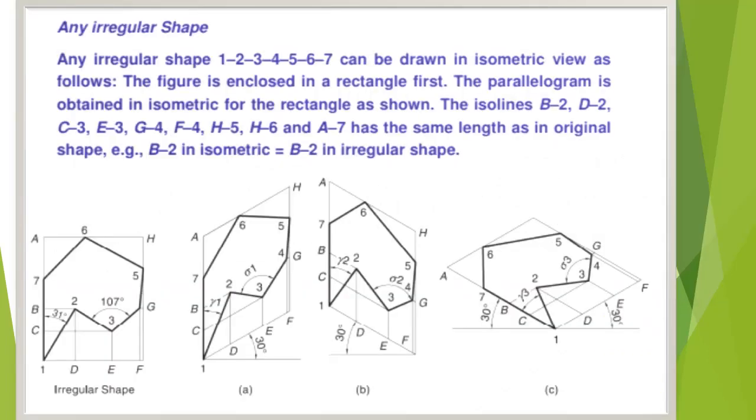Any irregular shape 1, 2, 3, 4, 5, 6 can be drawn in isometric view as follows. The figure is enclosed in a rectangle first. The parallelogram is obtained in isometric for the rectangle as shown in figure. The ISO lines B2, D2, C3, E3, G4, F4, H5, H6, A7 mark on the parallelogram as shown in the figure. And complete the figure.